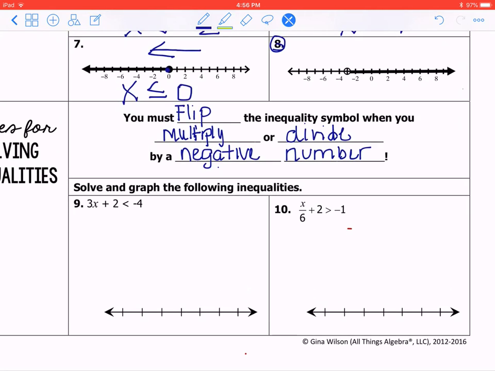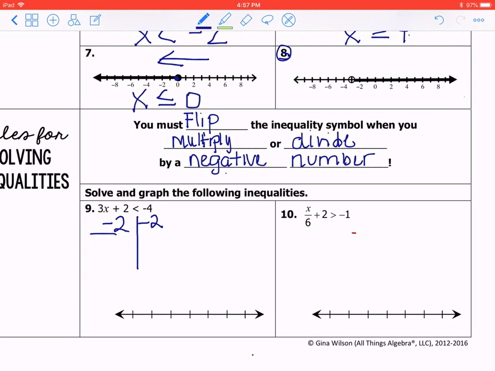So, looking at number 9 and 10, we're going to solve both of them and then graph them on a number line. So for number 9, set up the same way as an equation. If it's plus 2, you're going to subtract 2 on each side. Negative 4 subtract 2 is negative 6. And you still have 3x is less than. Divide by 3 because we have multiplication. And so we'll have x is less than negative 2.